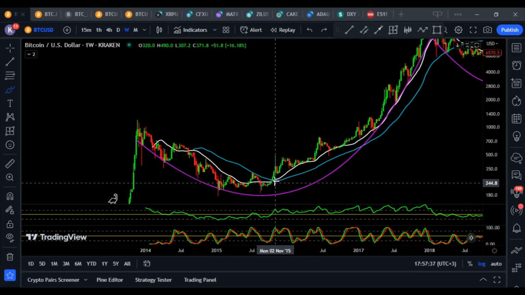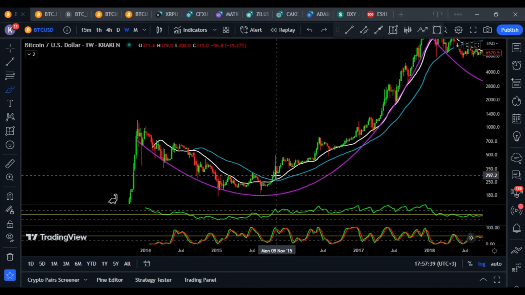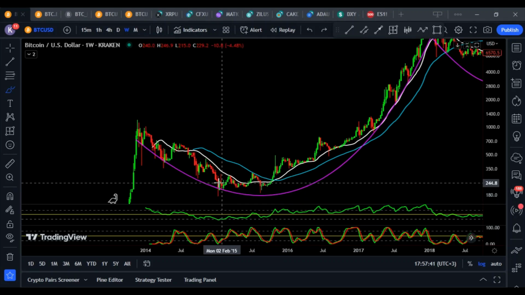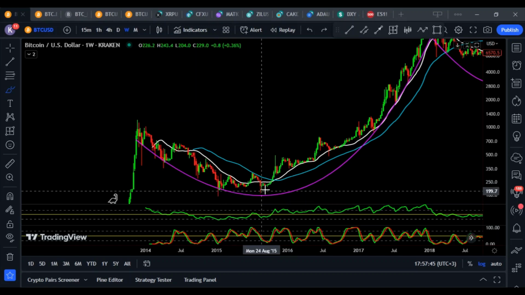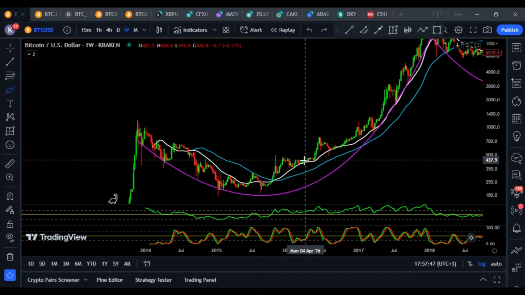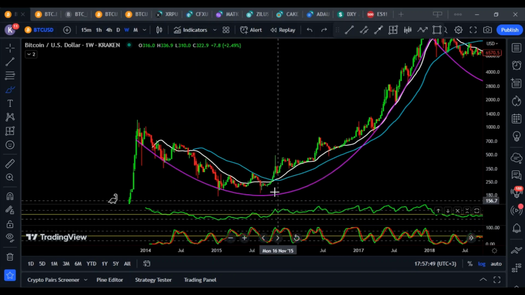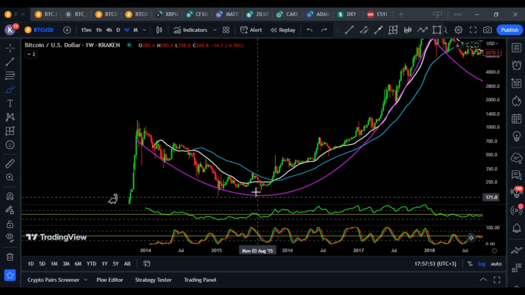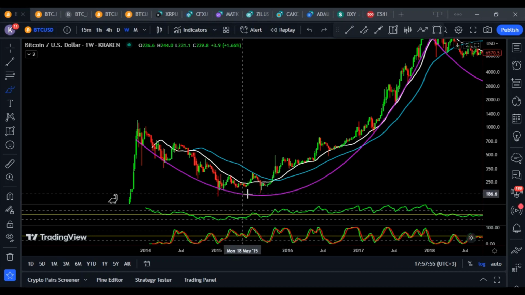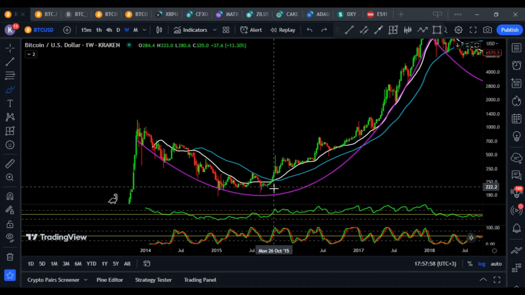When we crossed this, the price never came back to those levels again. We never saw those levels again, not even in any retracement or pullback. The price never came back to the levels from before the cross happened. So keep that in mind.